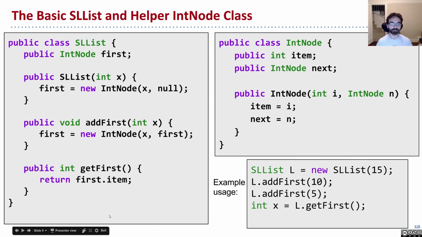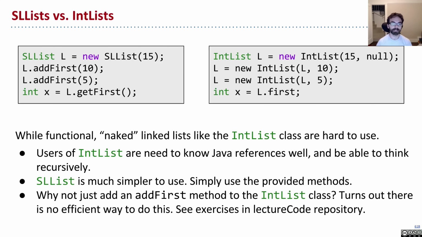So let's compare what we did in this context right here. This is SLList, right? This is all the code we just wrote. This is the IntNode class. This is the example usage we just wrote. Let's compare what we did with this clothed or non-naked recursive data structure with what we would have done before, okay? On the right, we see what it's like to use a naked recursive data structure. You want to add something to the front? Well, L equals new IntList(L, 10). By contrast, with our SLList, we say L.addFirst and put in the number 10.